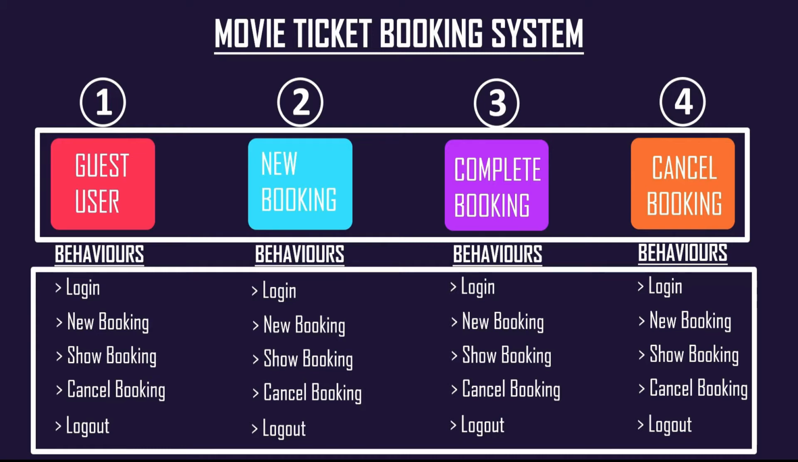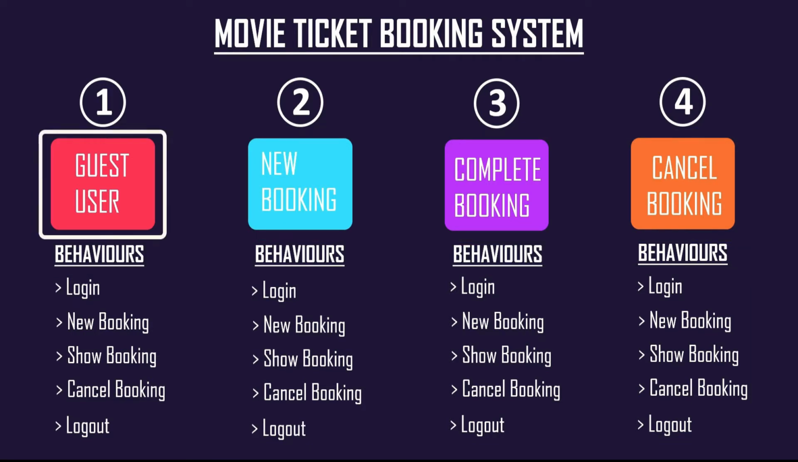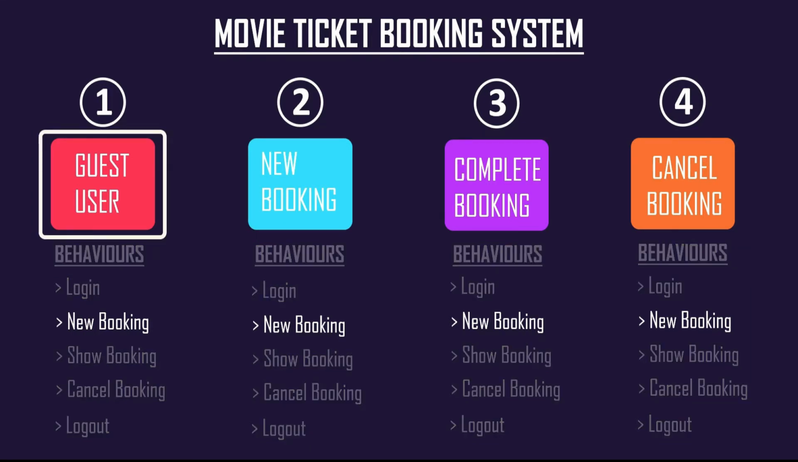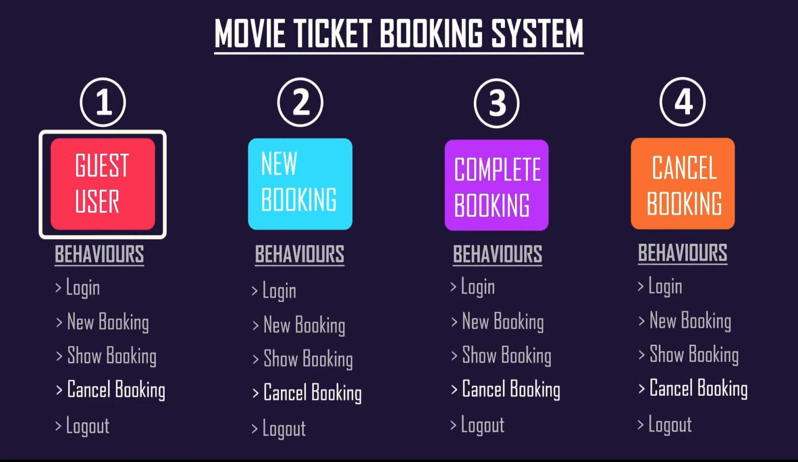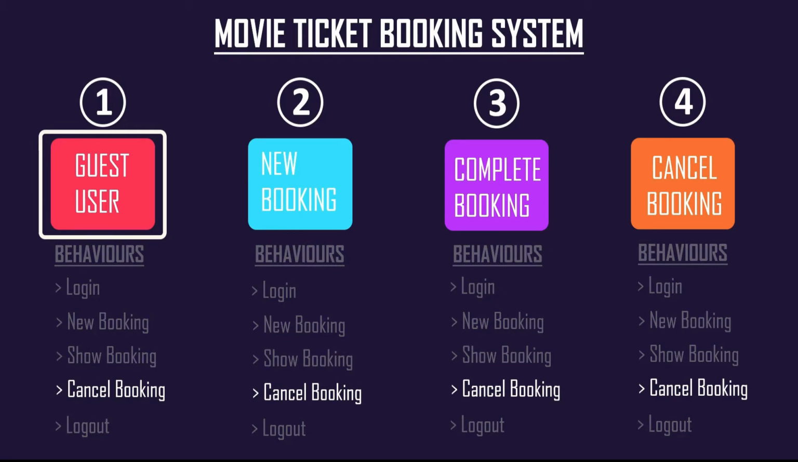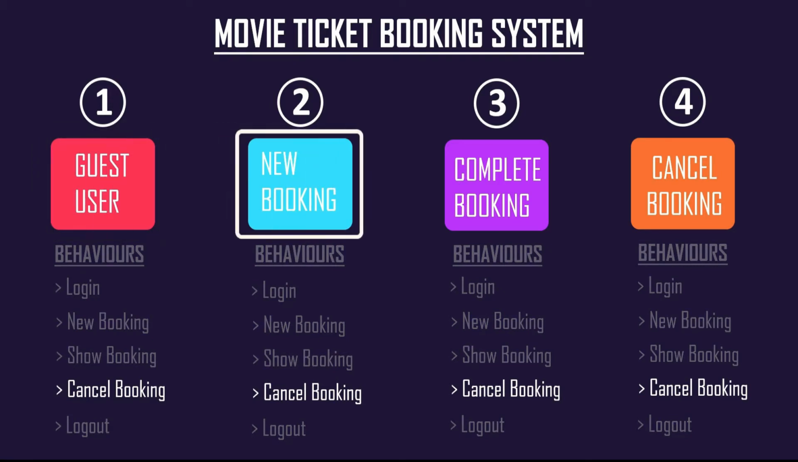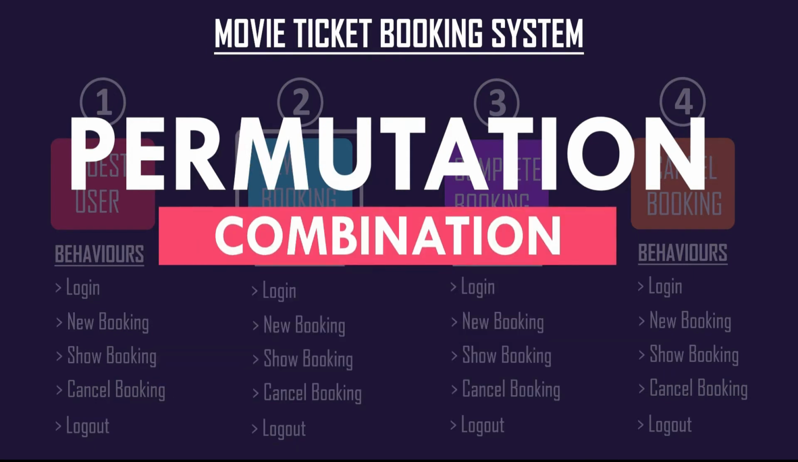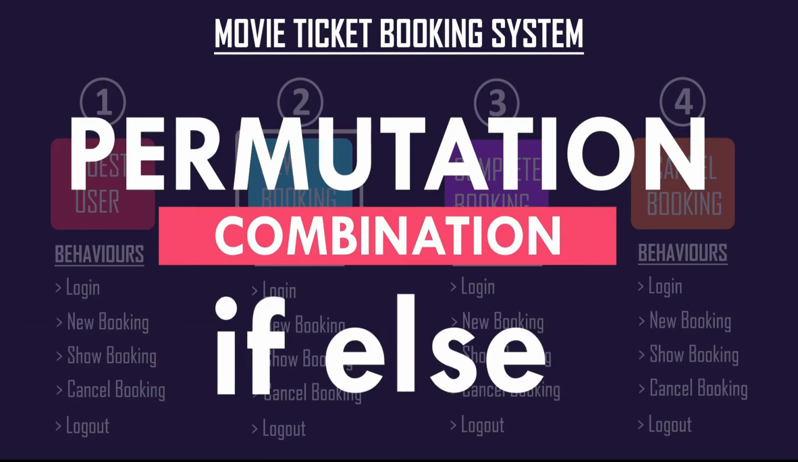Like, if the user is not logged in, it means the user is in guest user state and tries to do a new booking, then how should the system behave? Similarly, if the user clicks on cancel booking but is still in new booking state, then how should it behave? It looks like you as a system developer need to do a lot of permutation and combination and provide appropriate logic for each behavior corresponding to each state. Now all this permutation and combination will basically end up with lots of if and else.